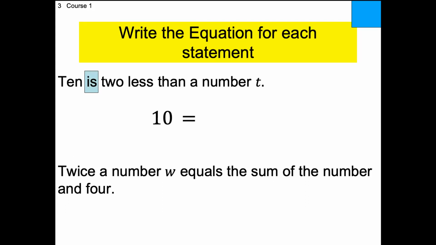So how do I write 2 less than a number t? And don't you really want to write 2 minus? Right? Doesn't it almost force you to write 2 minus? Is that what we should write? No. What should we write? We should write t minus 2.